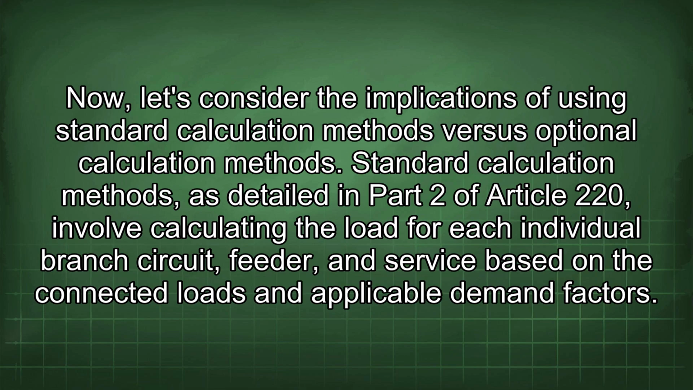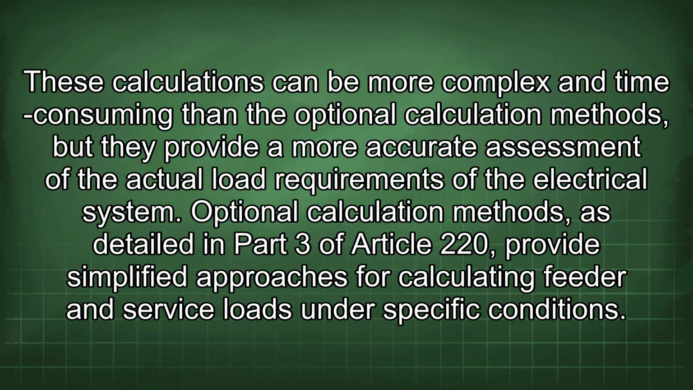Standard calculation methods, as detailed in Part 2 of Article 220, involve calculating the load for each individual branch circuit, feeder, and service based on the connected loads and applicable demand factors. These calculations can be more complex and time-consuming than the optional calculation methods, but they provide a more accurate assessment of the actual load requirements of the electrical system.